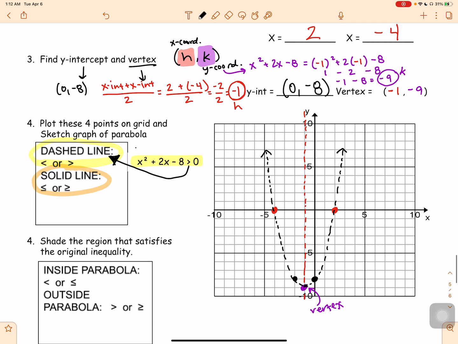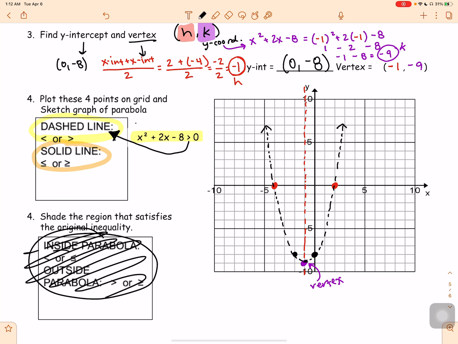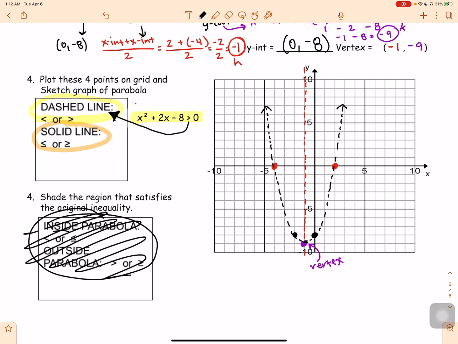So now it says, okay, shade the region that satisfies the original inequality. We shade inside the parabola if it's less than or equal to, and outside if it's greater than or equal to. However, if I'm remembering right, I think we had a few instances where this rule did not always apply. So here's what I want you guys to always do. Test the point 0, 0. Okay? So we're going to test 0, 0 and determine, is it true? So you see here how it's a 0 there? I want that to be a y.